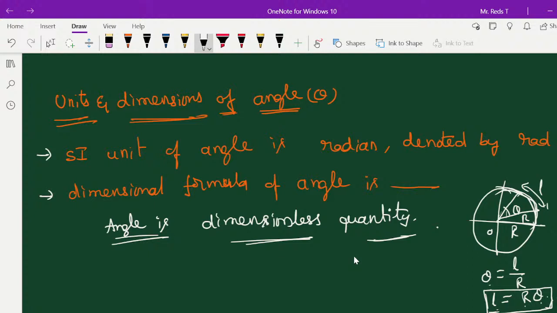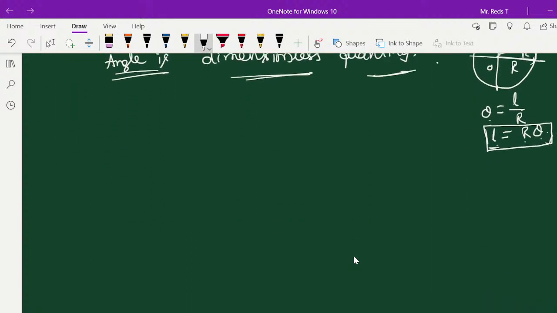Now, a few more additional points about this angle. Write down. Next.